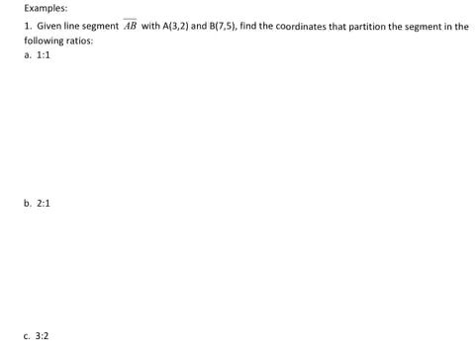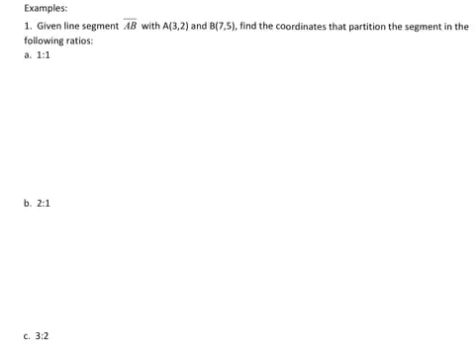Alright, so let's take a look at this. Given line segment AB, where A is (3, 2) and B is (7, 5), find the coordinates that partition the segment in the following ratios. We're going to start with the same two locations and divvy it up different ways. The first one has a ratio of 1 to 1.